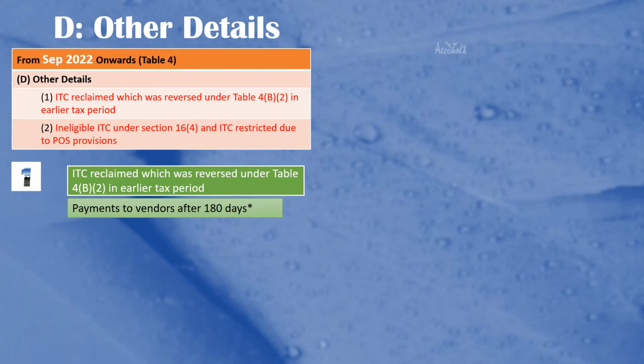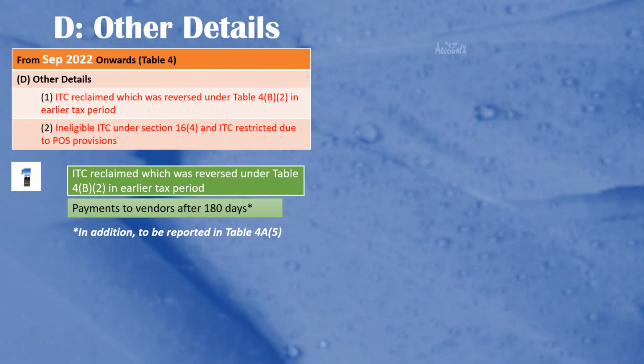Let us consider the same example, that is payment to vendors within 180 days. If you don't make payment to vendors within 180 days, the input tax credit has to be reversed under table 4B2. We have just seen that. Now, let's say you make payment after 180 days, say after 200 days or whatever. Then when you do that, you can reclaim this input tax credit. So to reclaim this input tax credit, you are required to report this transaction in table 4D1. Not just here, you are also required to report this in table 4A5.